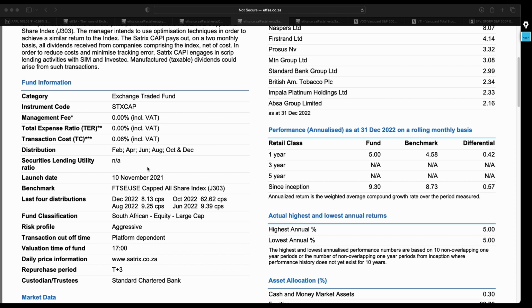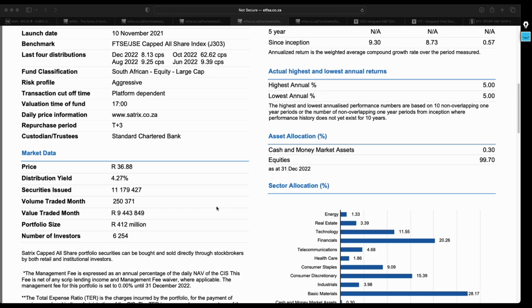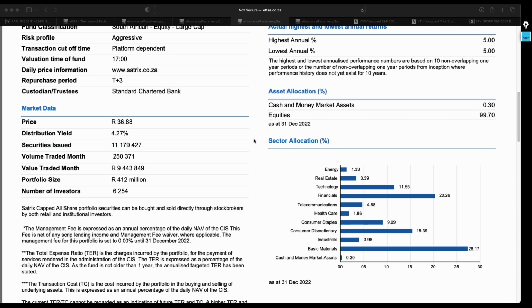So someday, if you see that the Satrix capped all share ETF has a total expense ratio of 0.25, you shouldn't be surprised, because that is what they proposed. Then again, you look at the sector allocation, it is similar to what we see there on the top 40 ETF.